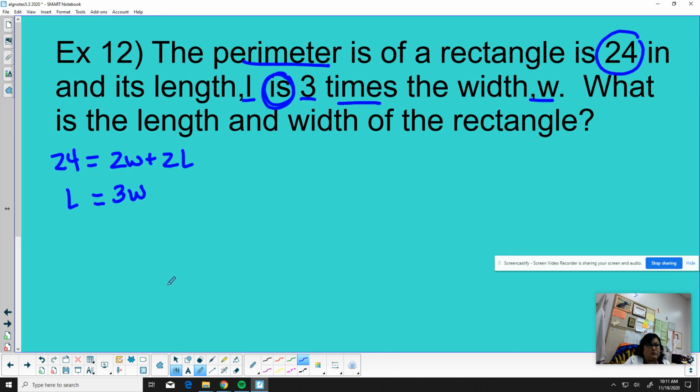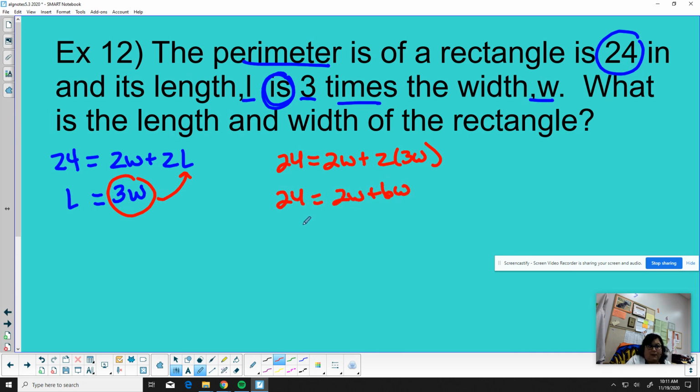All right, I have to use substitution here. It's already solved for L. So I'm going to take my 3W, and I'm going to put it in right there. So 24 equals 2W plus 2 times 3W. Well, 2 times 3W is 6W, and then I combine like terms. So W is 3. So the width is 3.